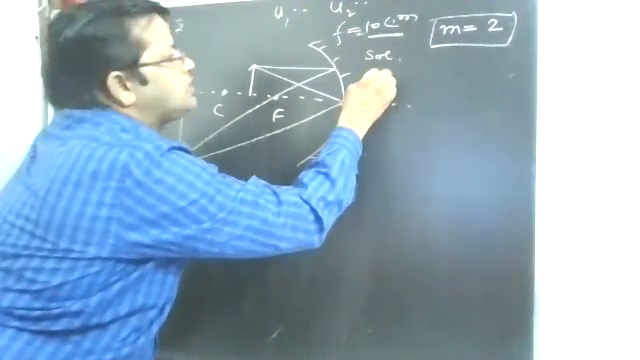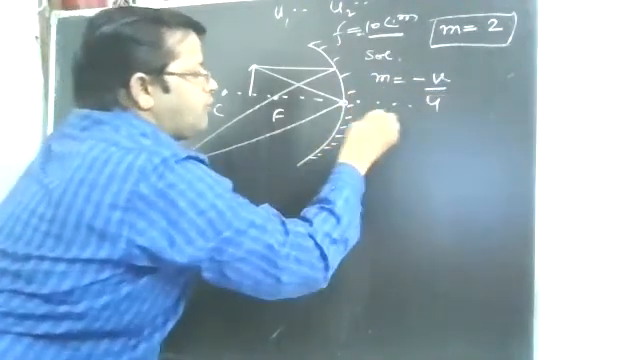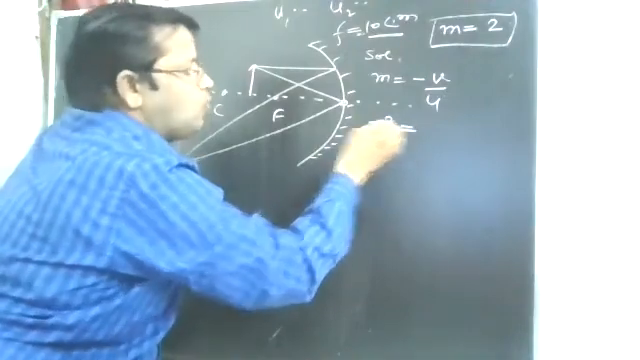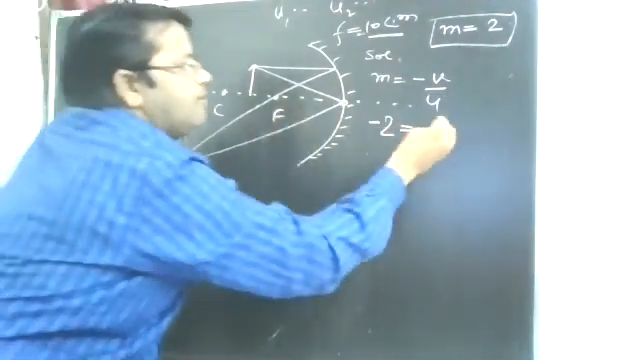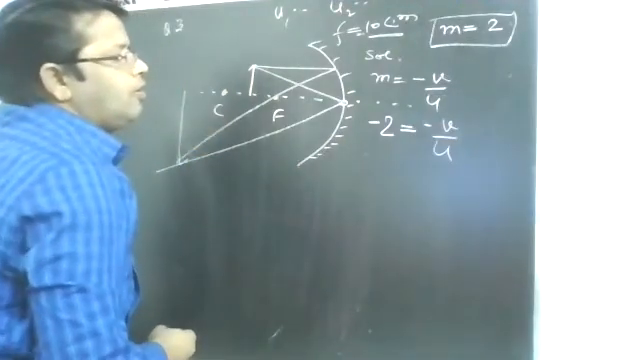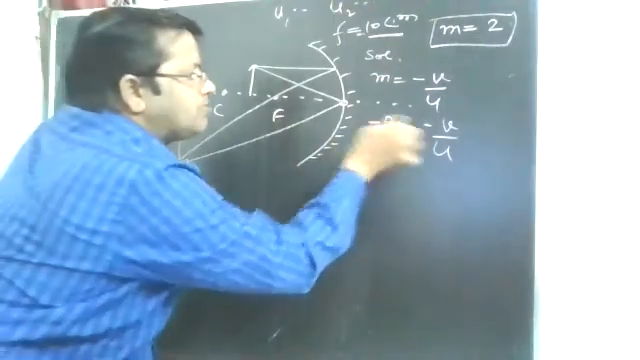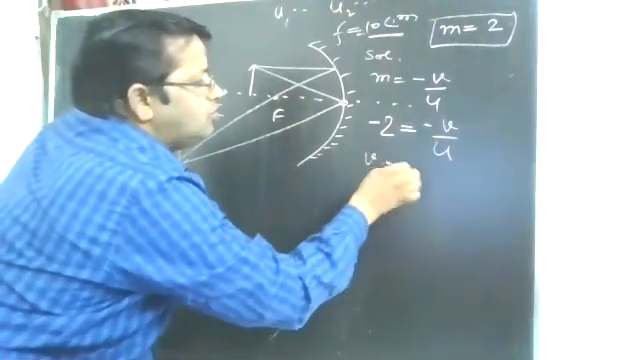So in the first case, you can treat m is equal to minus v by u. In the first case, you can take minus 2. Why minus? Real and inverted. Minus v upon u. Now by using this formula, minus minus cancels out, v is equal to 2u.